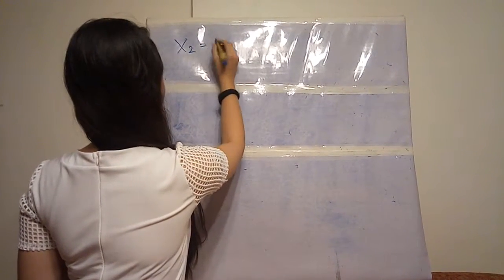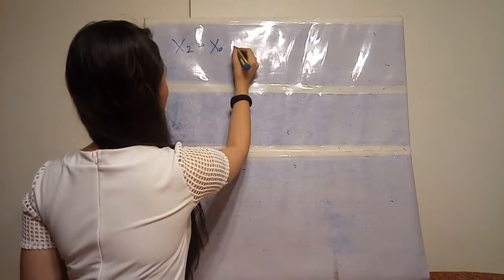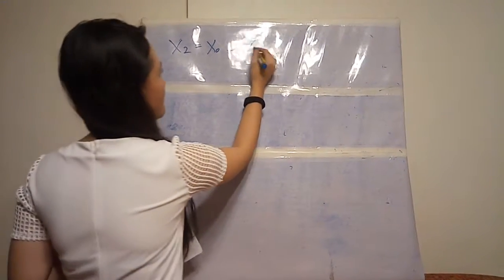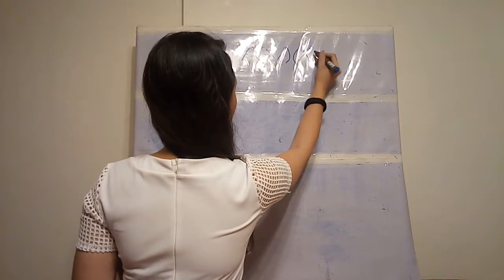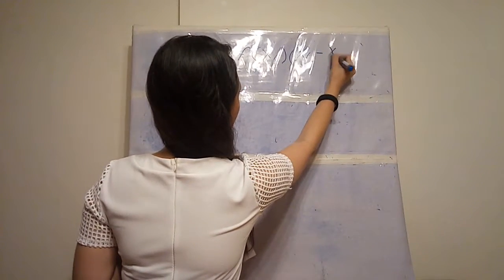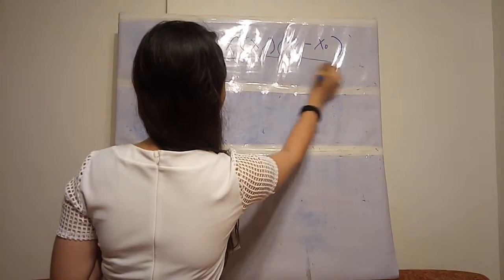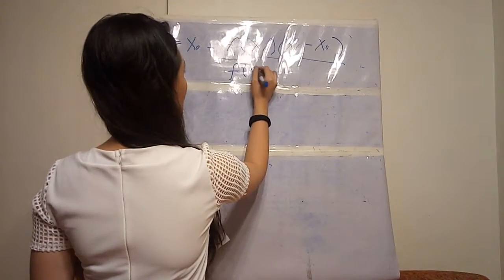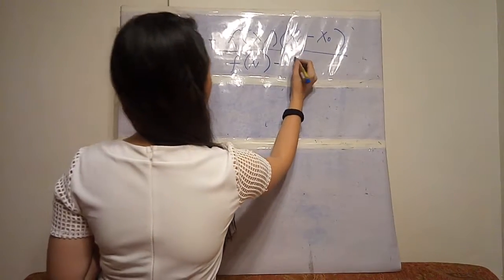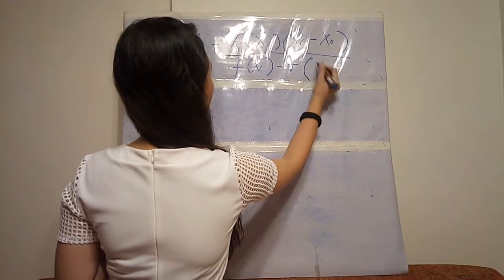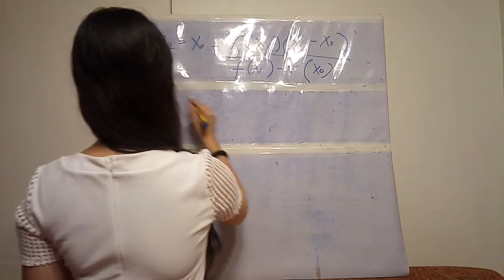x2 will be equal to x0 minus the value of f of x1 multiplied by the value of x1 minus x0, all over f of x1 subtract the value of f of x0.